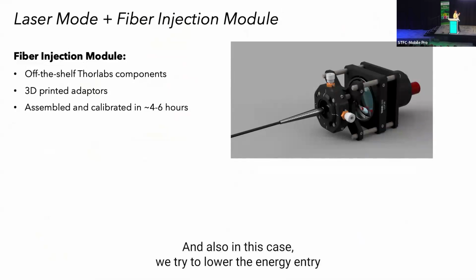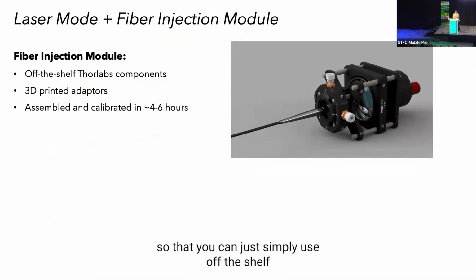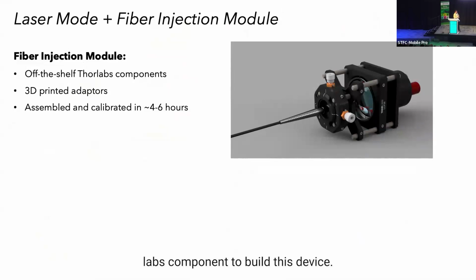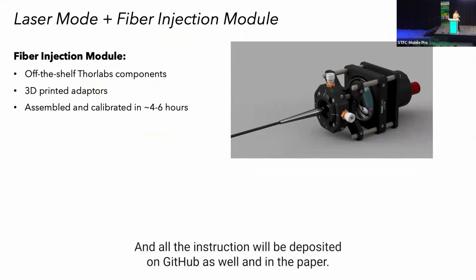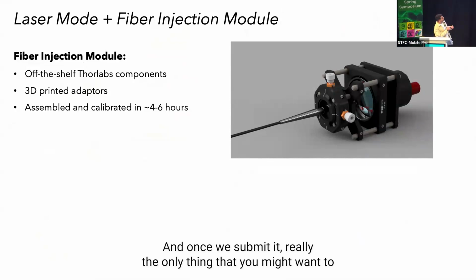And also in this case, we try to lower the energy entry so that you can simply use off-the-shelf Thorlabs components to build this device. You can probably build it in 5-6 hours and then calibrate it in the last hour. And all the instructions will be deposited on GitHub as well, and in the paper once we submit it.